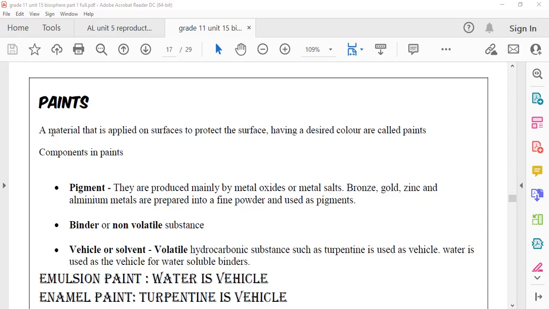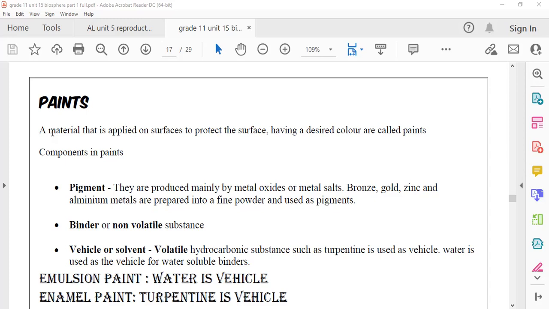Second, it is binder. Binder is non-volatile. You can understand that word now. Volatile means it can evaporate. Non-volatile means it cannot evaporate. So there is a non-evaporating material there, and that non-evaporating material is called binder.